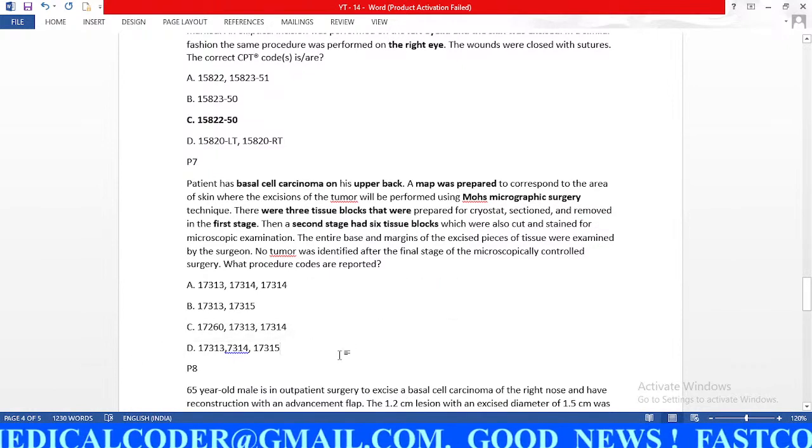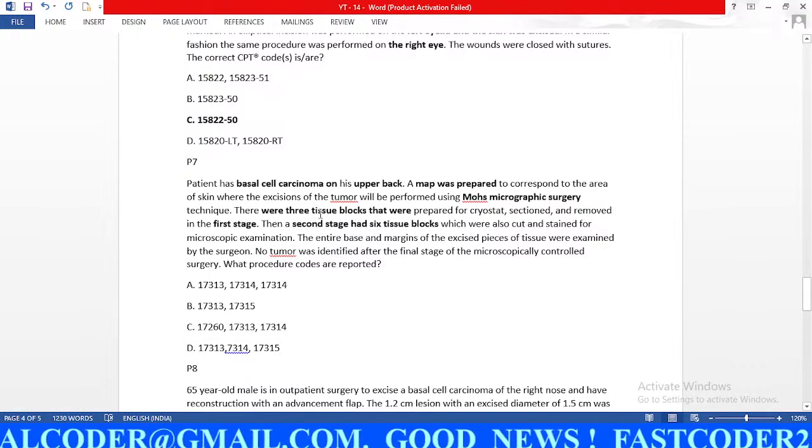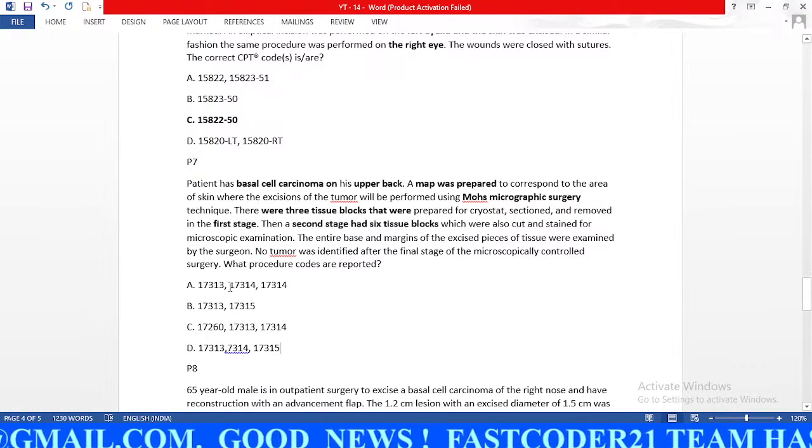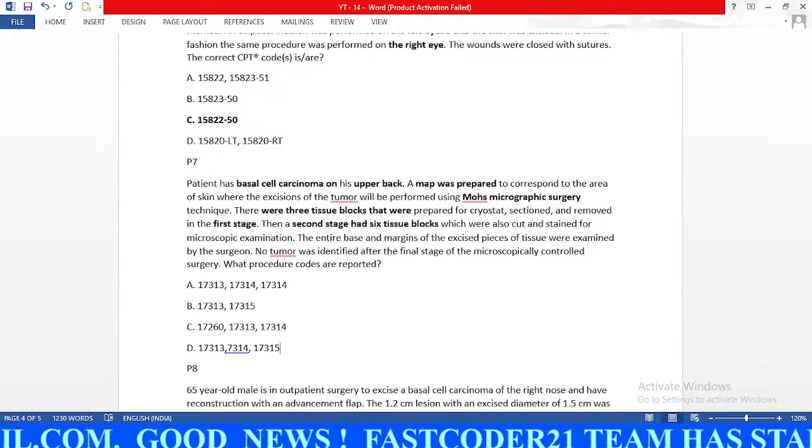So here the physician has performed the first stage with 3 blocks and the second stage with 6 blocks. So we need to check 17313 first.